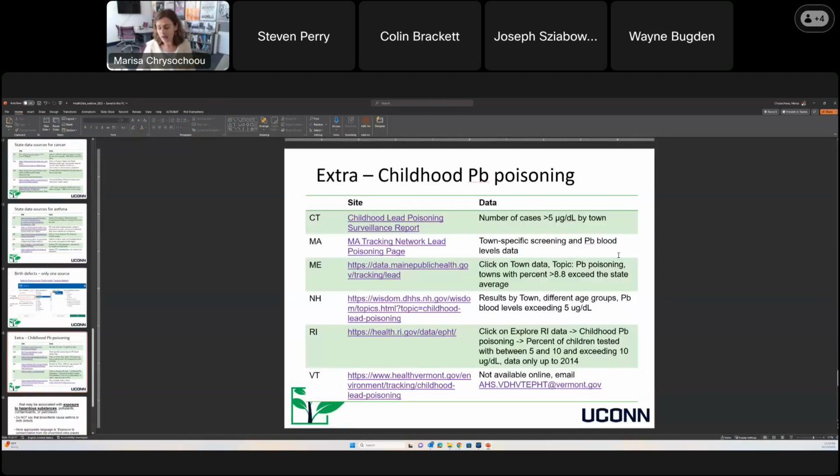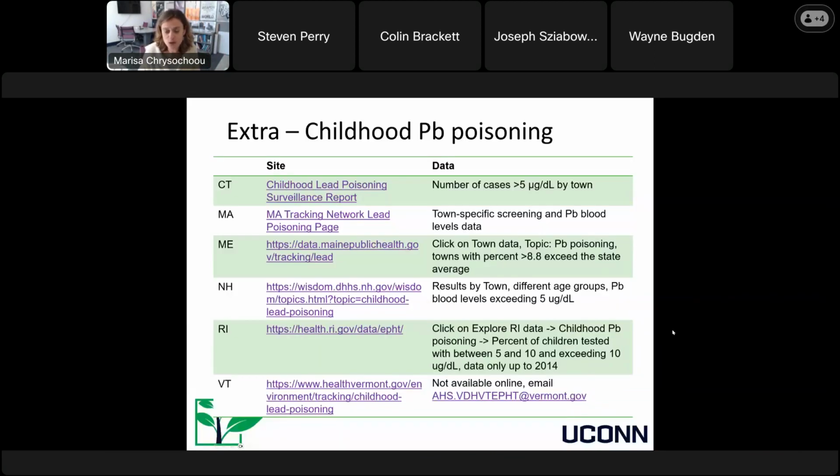Okay, one additional category that I suggest that you look at is childhood lead poisoning. The reason that I suggest that is that this is really something that could actually be related to brownfield sites. If you have a lot of urban fill, a lot of lead paint, and lead dust and things like that, higher rates of childhood lead poisoning can meaningfully be related to brownfields. And this, of course, will have to be above and beyond the cancer and the asthma rates. So again, this is state-based.